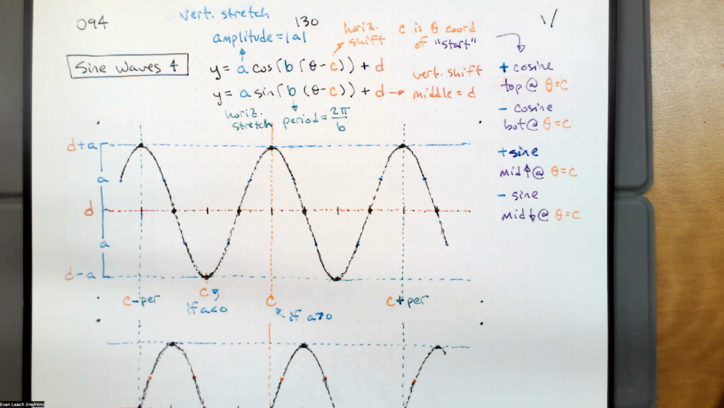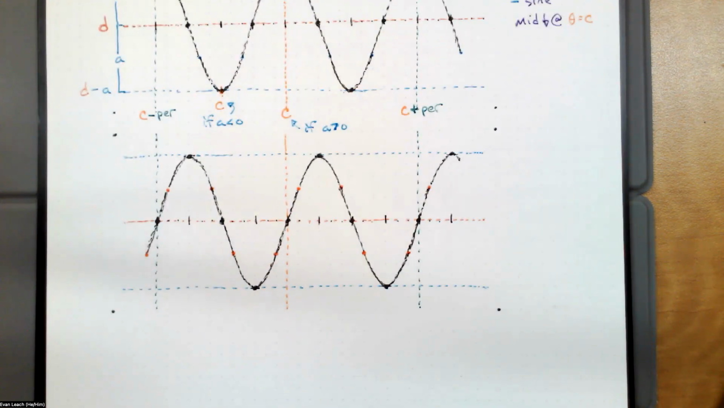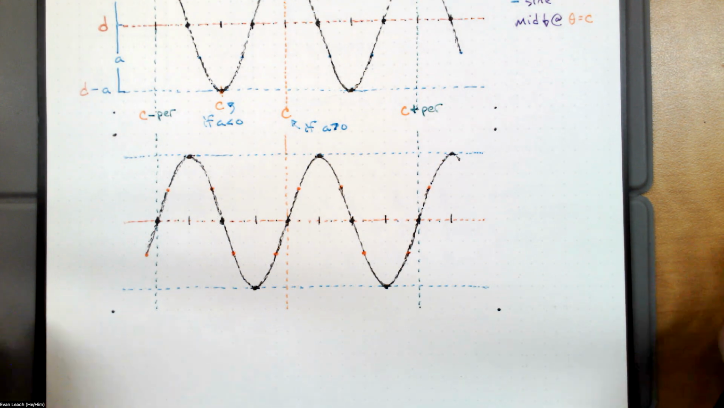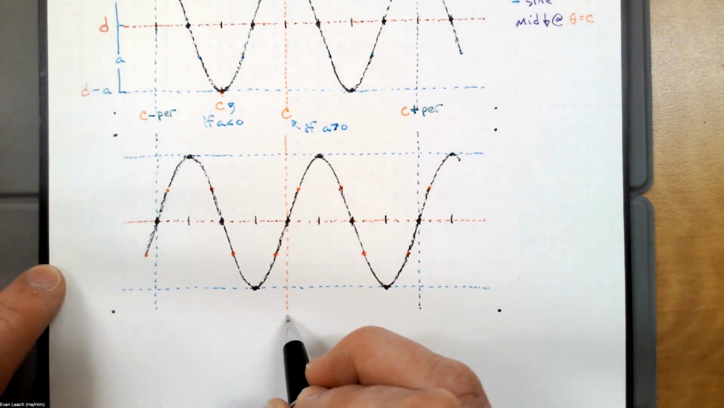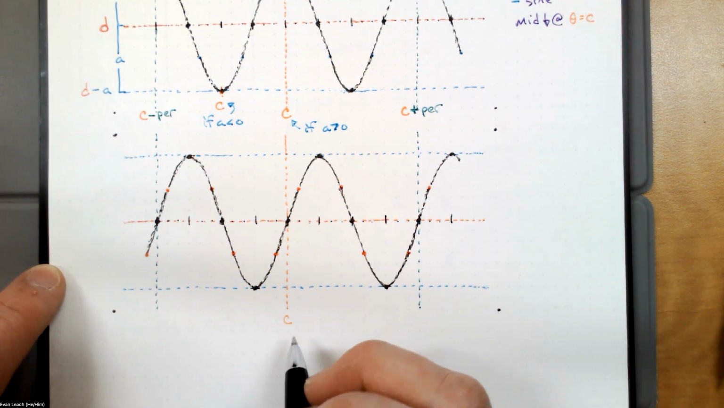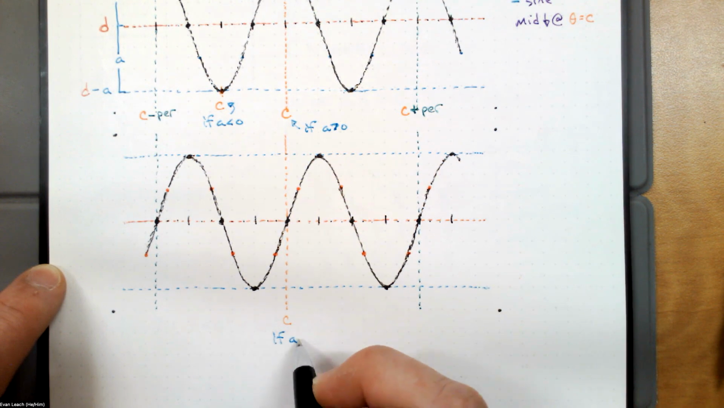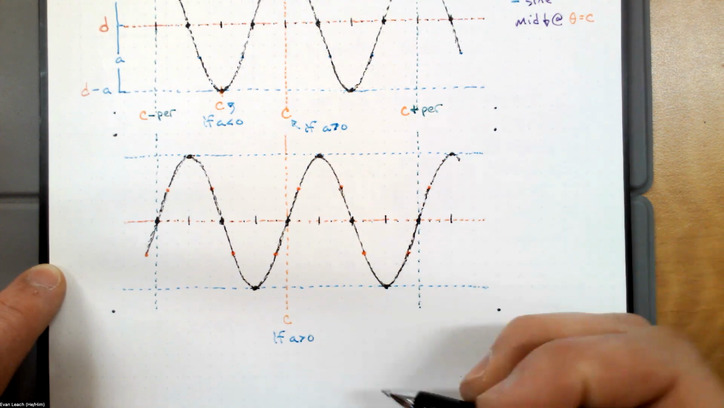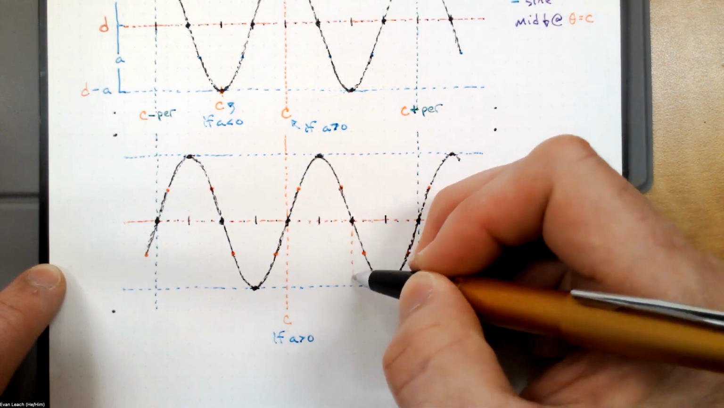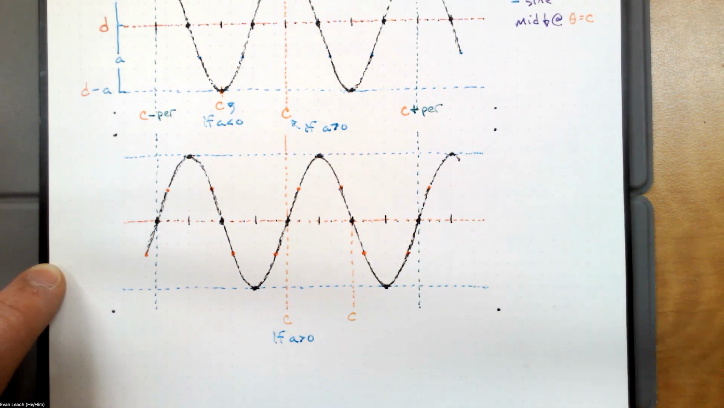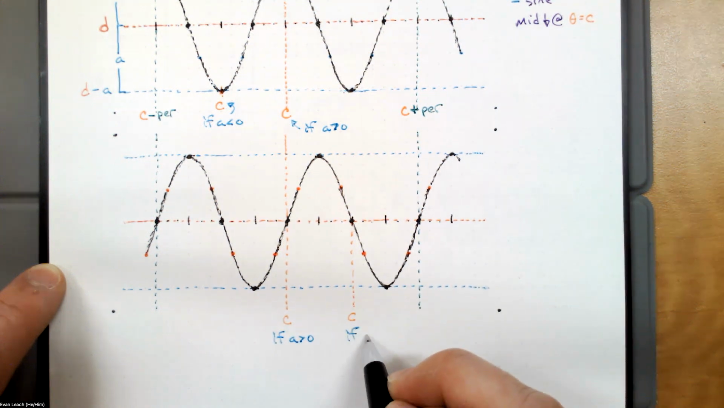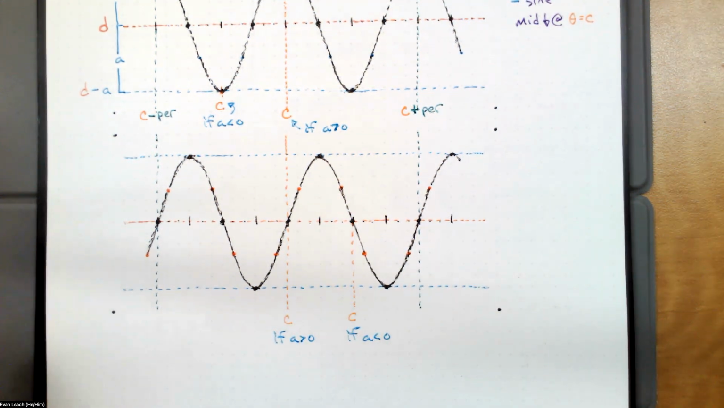If we have sine, the only difference comes down to where we decide to start. On a sine graph, I would put C at the middle going up if A is positive. Then I would put C at the middle going down if A is negative. Positive cosine top, negative cosine bottom, positive sine middle going up, negative sine middle going down.